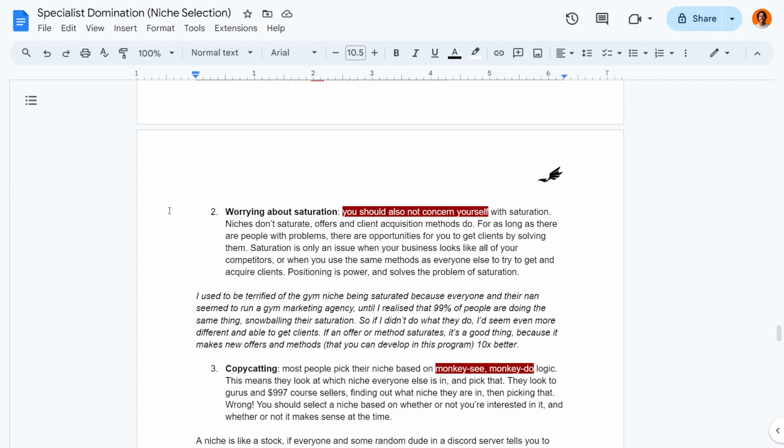So when you do things like a sheep, when you keep doing everything just like your competitors, when you have the same looking website, almost the same offer, almost the same pricing point, people are not going to work with you, and in that case saturation is going to be an issue for your business. Positioning is power here, and it basically solves the problem of saturation, right? If your positioning is good, there is no point worrying about saturation.